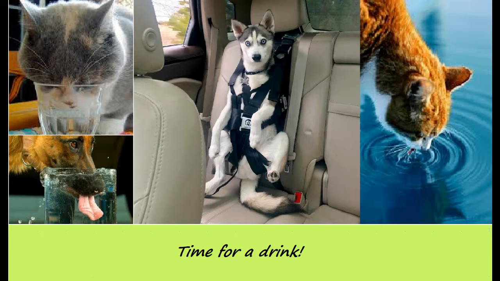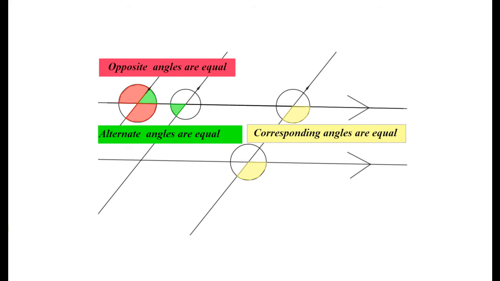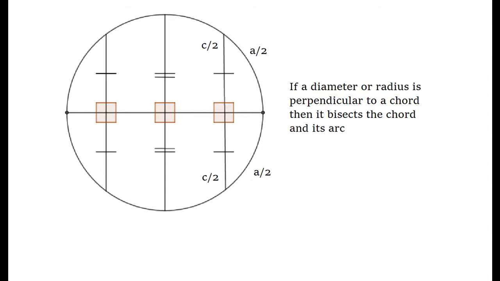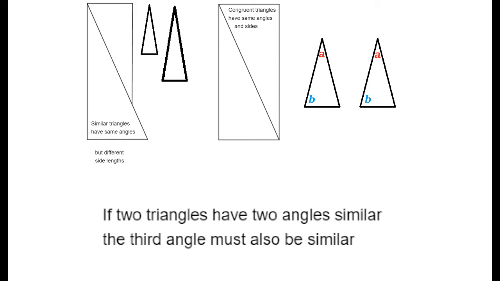Now is a good time to get some refreshments. Either refresh your memory about angle, circle, and triangle rules, or if you are confident in using them, just get a drink. For those who want their memory jogging, here are a few rules about angles. Just hit the pause button if you want to revise. Here are a few rules about circles, and a few more rules about circles. Here are a few rules about triangles.